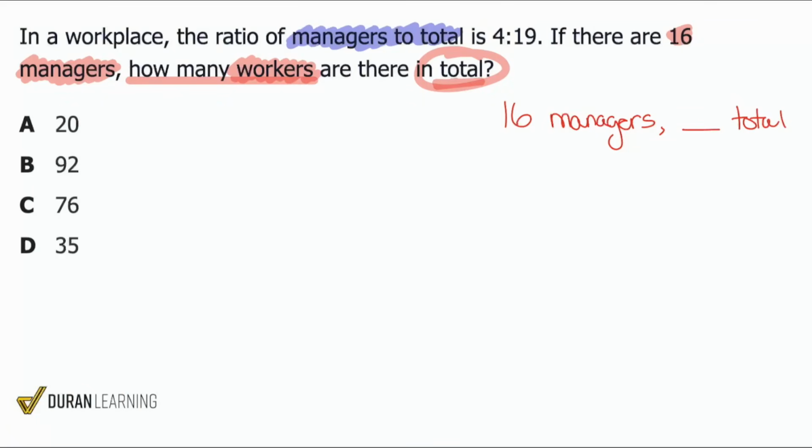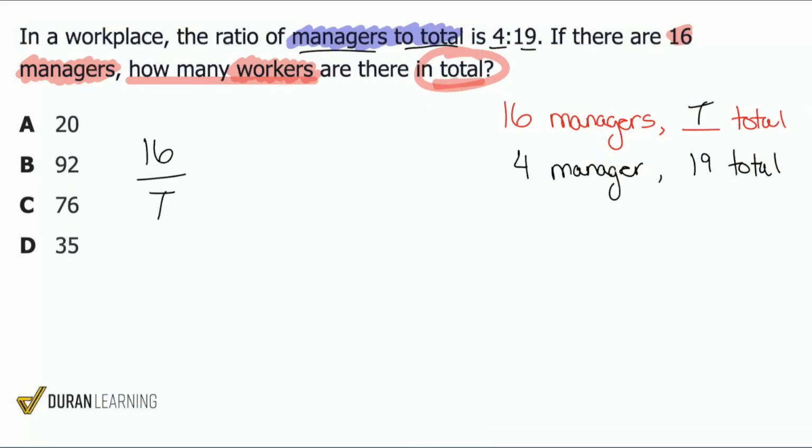We're actually very good because managers is 4, and then total is 19, the second value listed. We have everything we need. We're good. We're comparing the same things in the same way. So what we can do is simply solve. We'll have T for total. So we'll plug in 16 over T, managers over total, equals 4 over 19, managers over total.